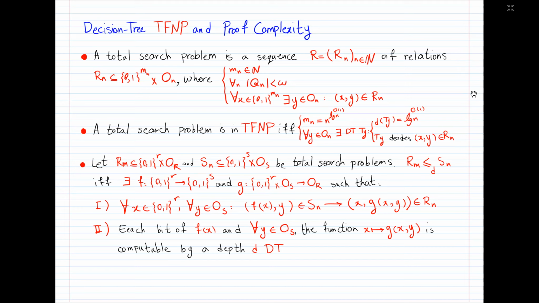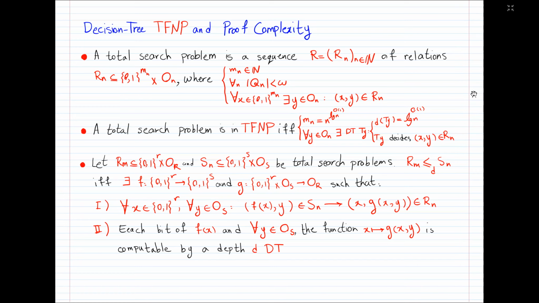And a total search problem is in TFNP if, first of all, m_n is quasi-polynomial in n, and second of all, for any solution in the solution space, there should be a decision tree of polylogarithmic depth such that this decision tree decides whether x and y are in a relationship or not.